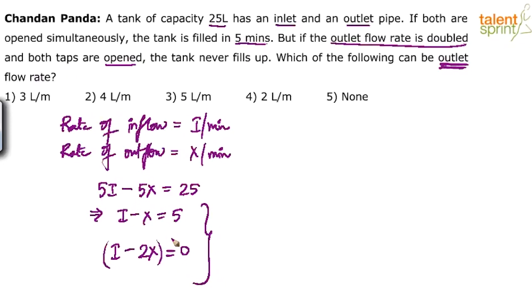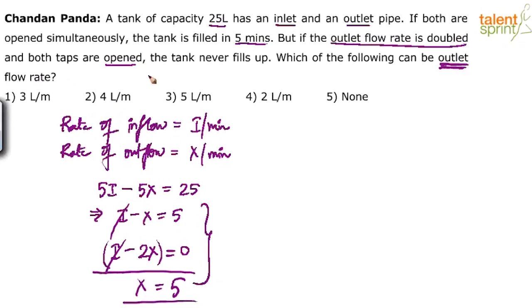Outlet flow rate means x. Rate of outflow, right? So x has to be calculated. Solve these two equations, what happens? Let's take the difference, right? So I minus I, and I gets cancelled. Minus x, minus of minus 2x. So x equals 5 minus 0, 5. X equals to 5, which means if the outlet capacity is 5 liters per minute, then this never gets filled up.